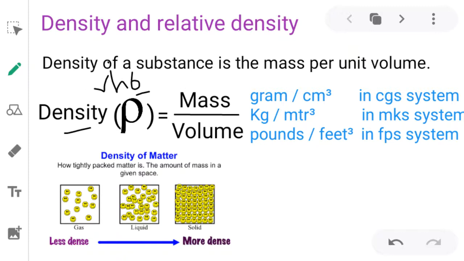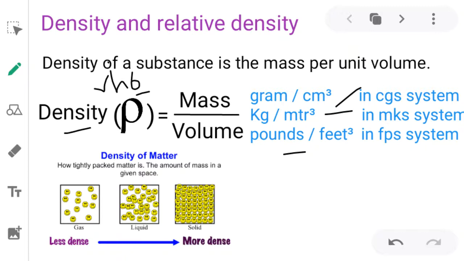There are three systems of units, as we know: CGS, MKS and FPS. The unit of density in CGS is gram per centimeter cube, in MKS it is kg per meter cube, and in FPS it is pounds per feet cube. So these are the three types of systems.